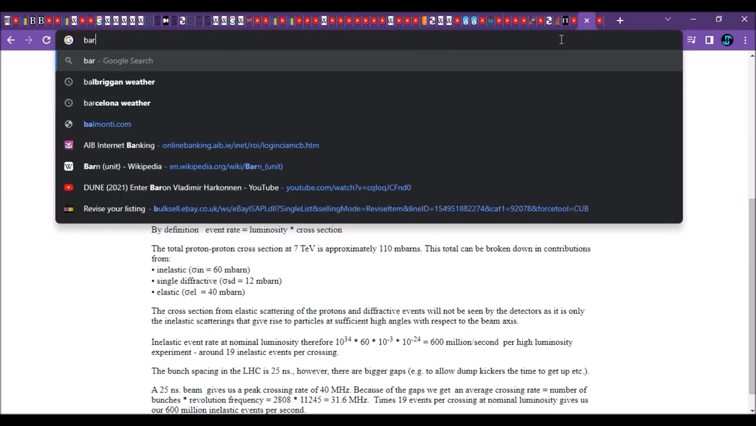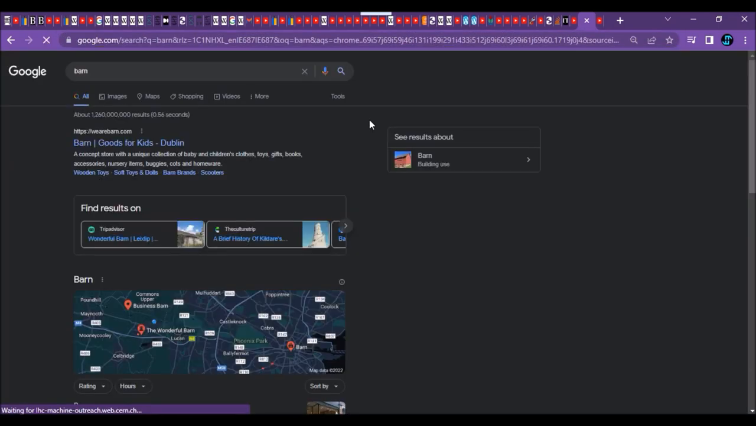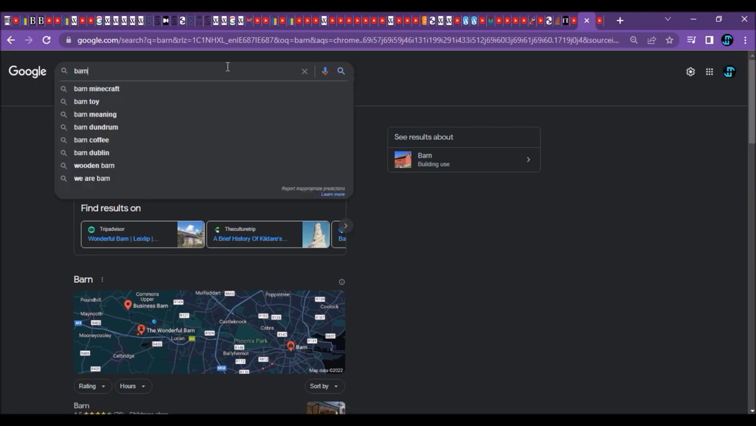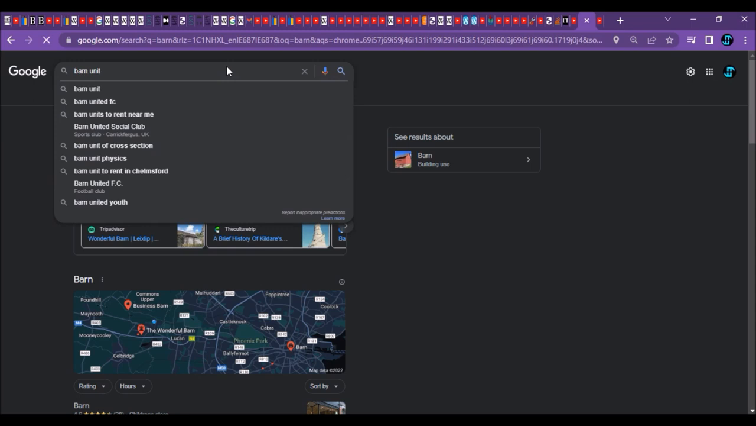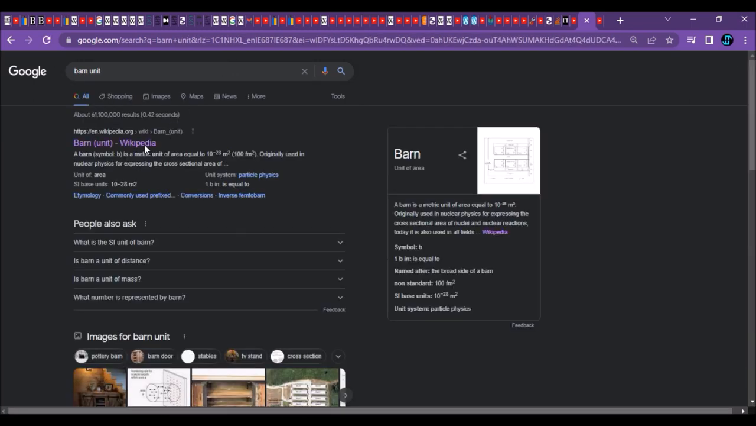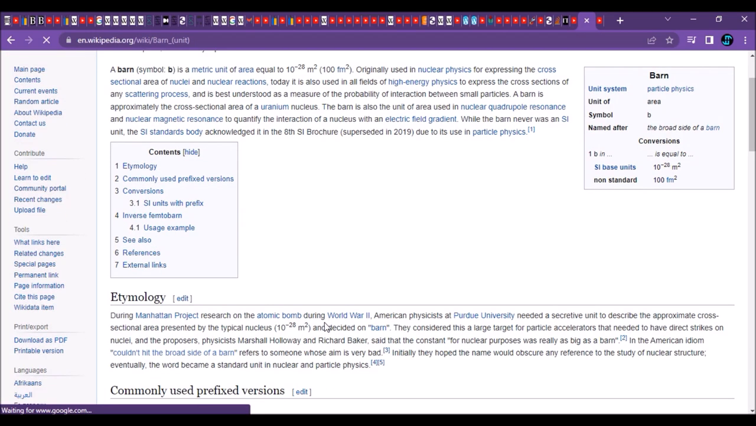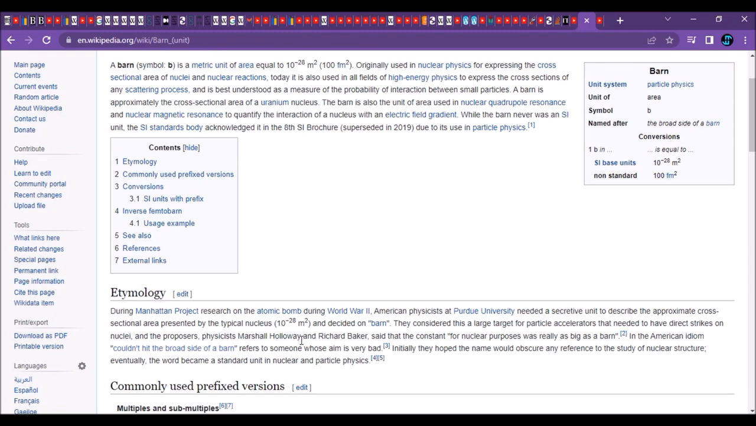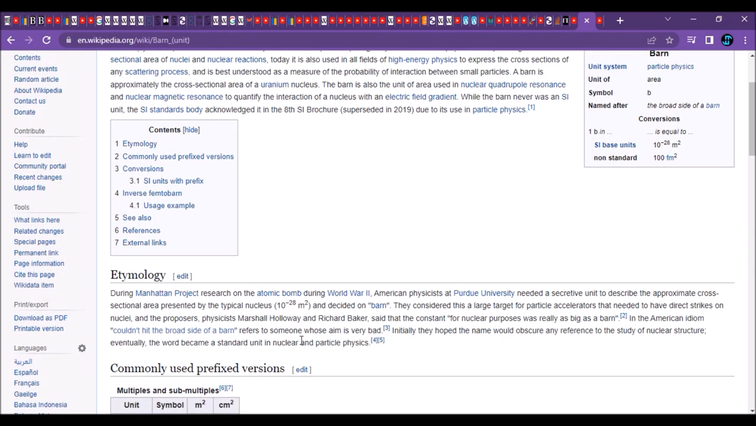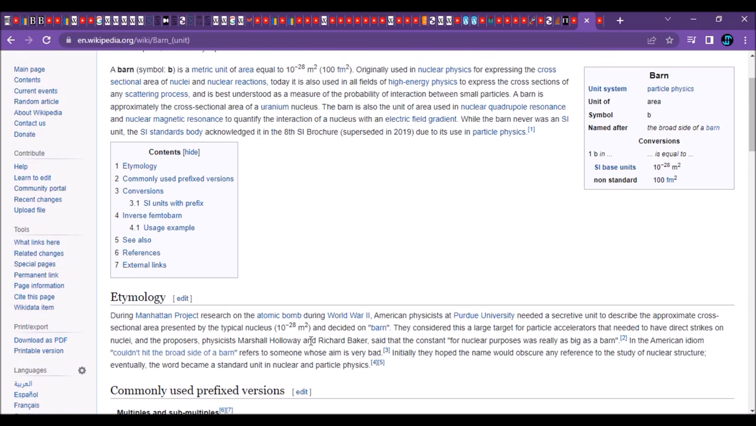And it actually comes from a phrase, if I look up the Wikipedia article for the barn unit, it goes into detail about where the name came from. It comes from a phrase from the United States. Apparently, if you're a person who has very bad aim, they say you couldn't hit the broad side of a barn. And so it basically arose from the early particle physics research, in which they were trying to hit really large, to them, large objects.